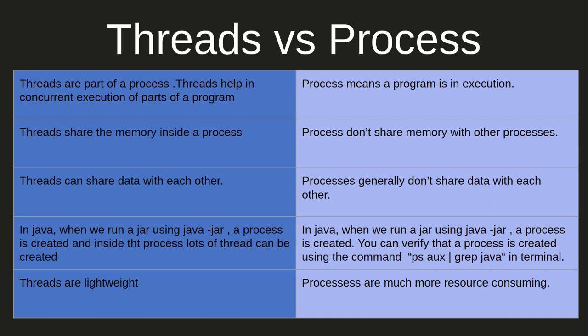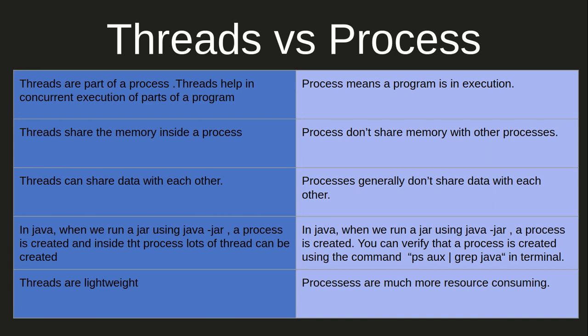Threads are basically part of a process. Threads can't exist independently. Threads help in concurrent execution of parts of a program. So a program in execution is a process, and threads help in concurrent execution of parts of a program. Now, processes generally don't share memory with other processes. That is, every process has dedicated memory given to it, and uses that memory to store and retrieve the data that it wants.